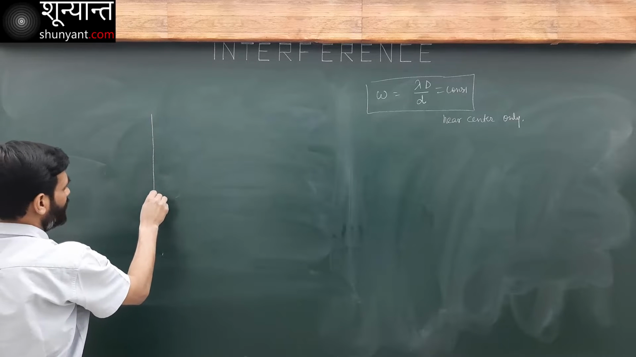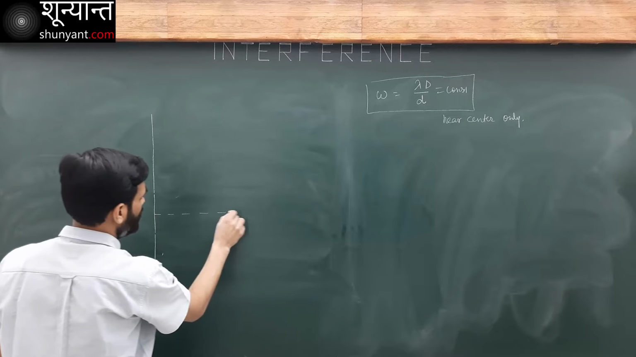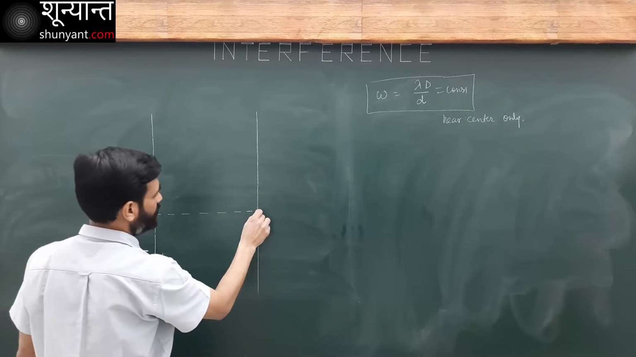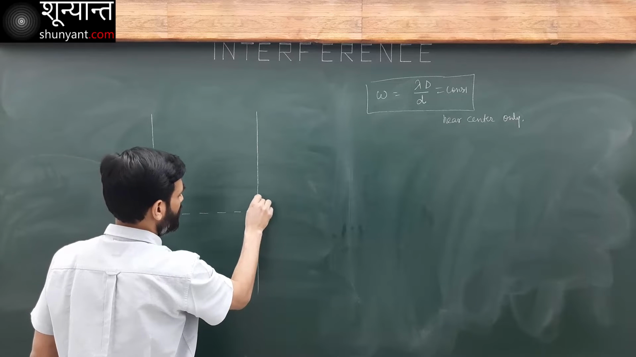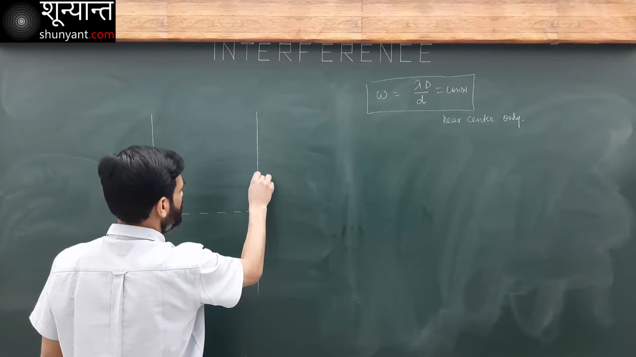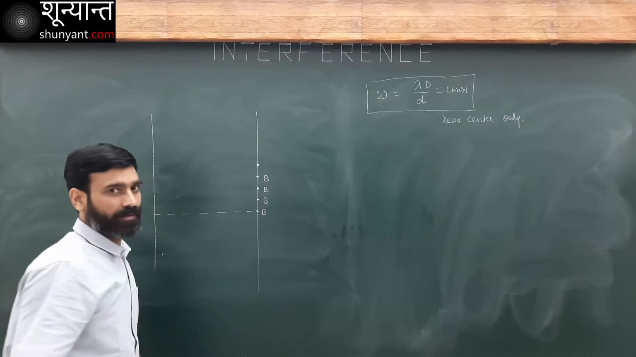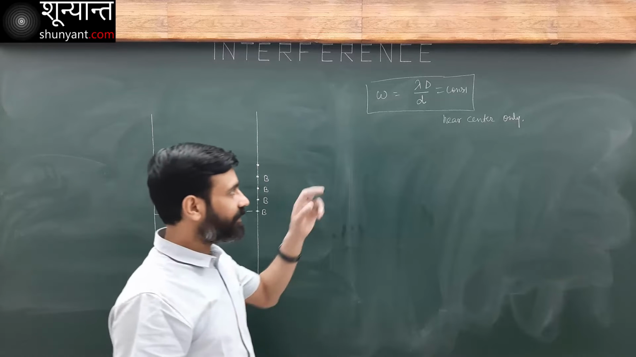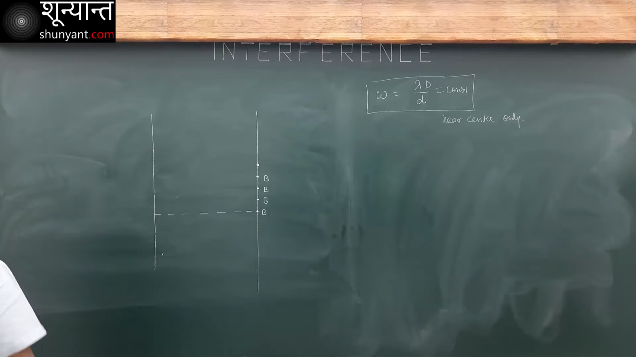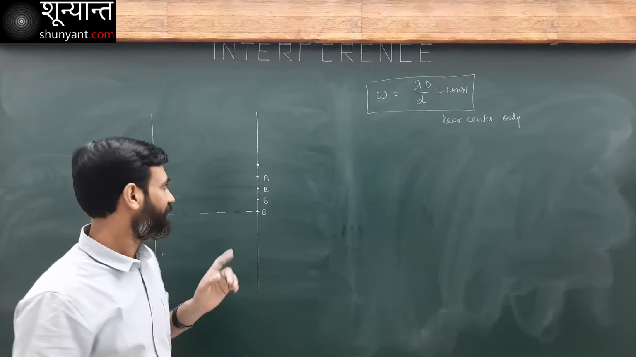This is my slits, normal YDSE setup. I have one bright fringe here, then another bright fringe, and another. Even near center, it is not constant. Omega is never constant, understand this. Even near center, but near center we can take it to be approximately constant. Let's see how it is.